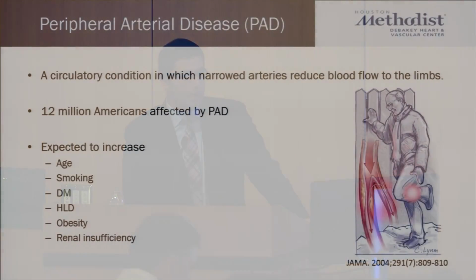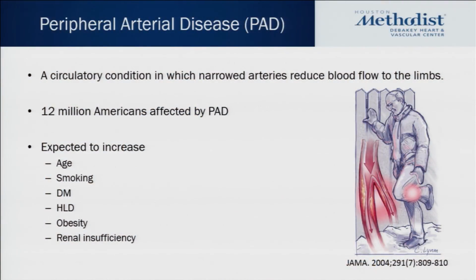Let's define peripheral arterial disease. The picture on the right is from JAMA 2004, showing a typical patient with peripheral arterial disease. It is basically decreased blood flow to the lower extremity because of diseased arteries, for instance plaque formation. And they get pain in their calf or their thigh, and that's called claudication.